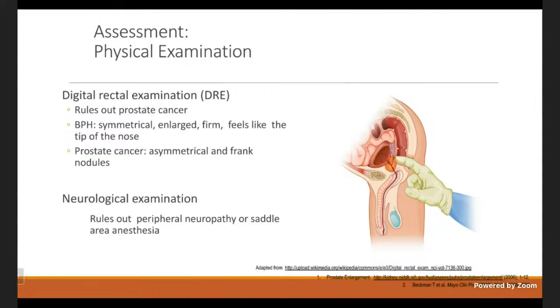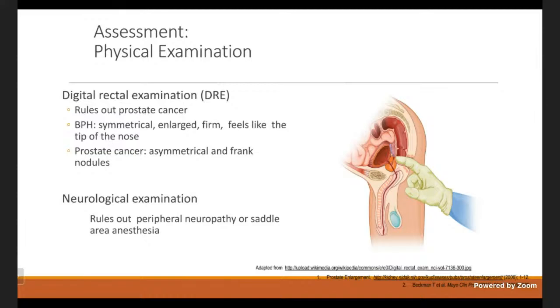In patients with BPH, we find a symmetrically enlarged prostate gland, which is firm in consistency and feels like the tip of a nose. Whereas in prostatic cancer, the enlargement is usually asymmetrical and there may be frank nodules which can be palpable, and the prostate is usually stony hard to palpate. So this digital rectal examination, as I already told you, plays a very important role, and it helps us differentiate between prostatic cancer and benign prostatic enlargement.